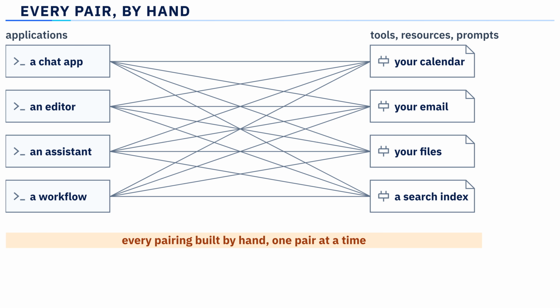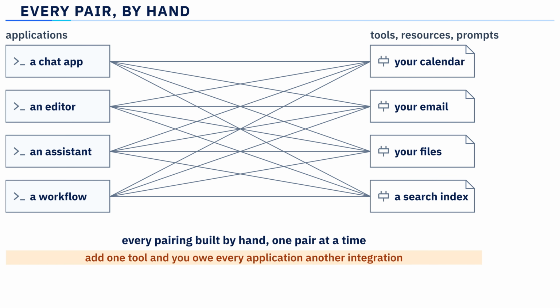Now I want to be careful here because the honest version of this is a shape, not a history. Ways of describing an interface already existed. This was never nothing. What was true is that each pairing was somebody's job. And the cost is in the arithmetic. Add one tool, and you owe every application another integration.